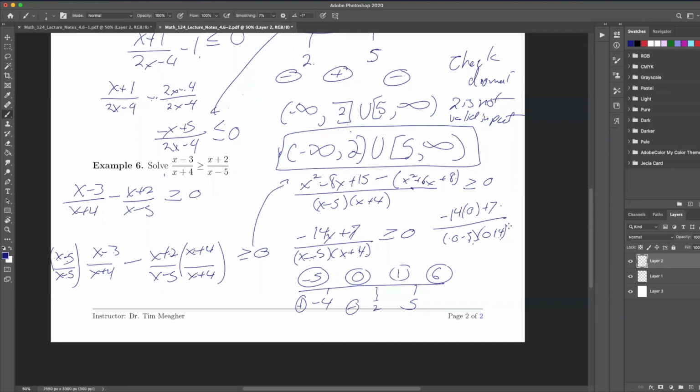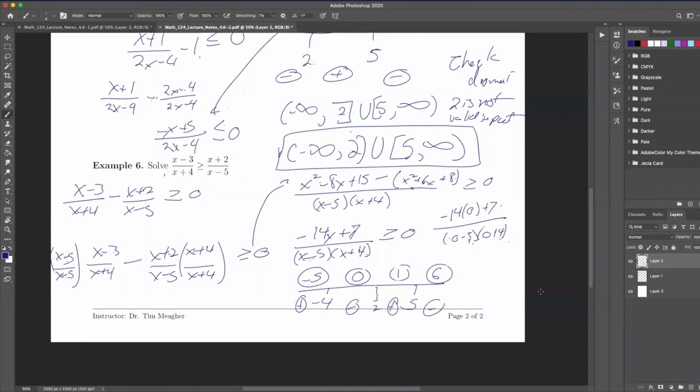If I plug in a 1, the top is negative. The bottom, this is negative. This is still positive. And so this becomes positive overall. And if I plug in 6, the top part is negative. But this too is positive, and so it becomes negative overall.